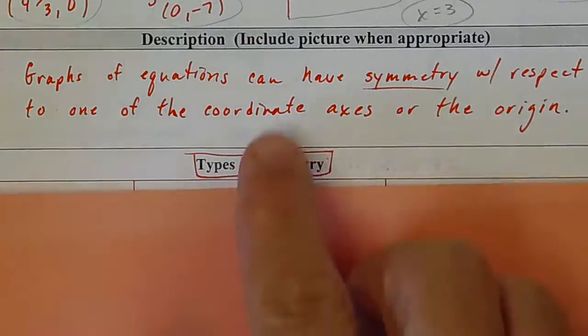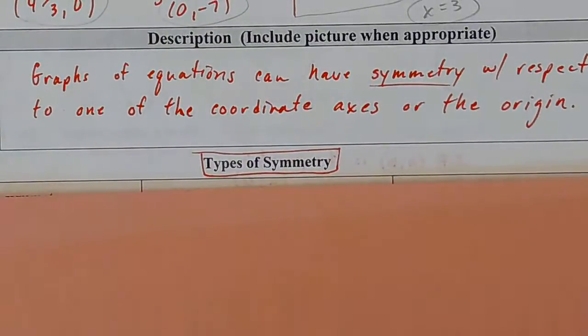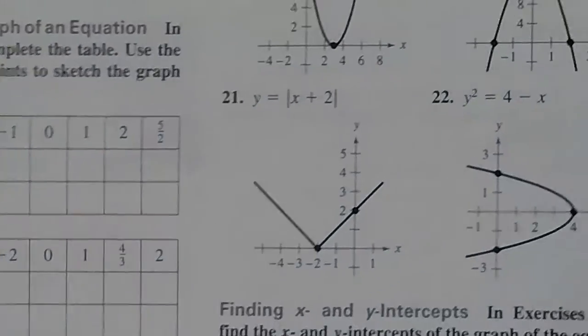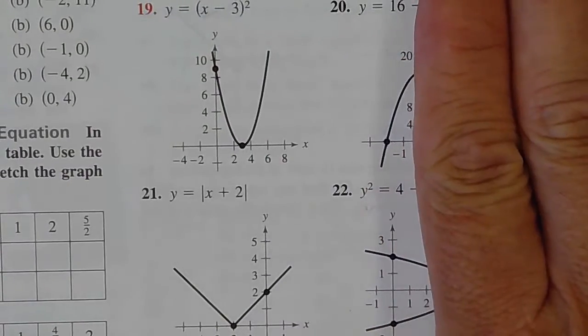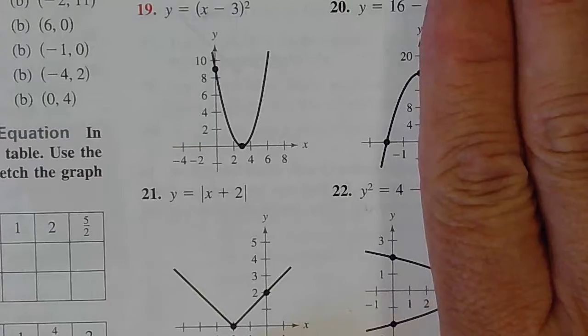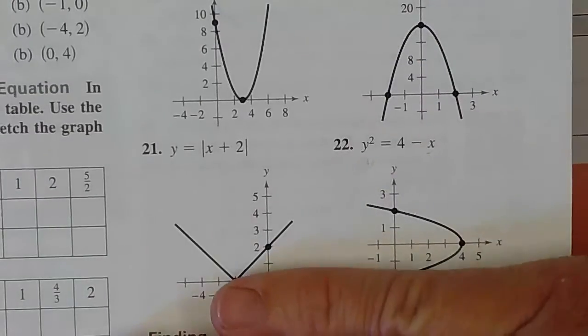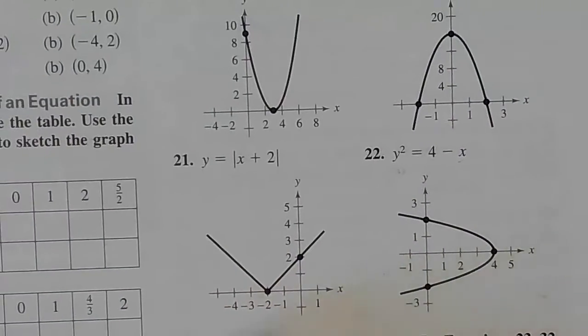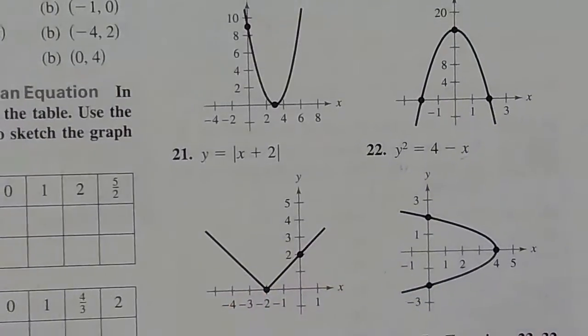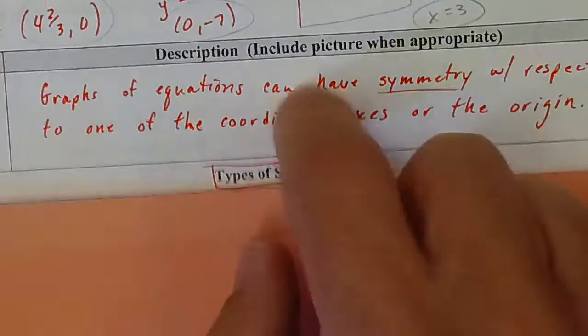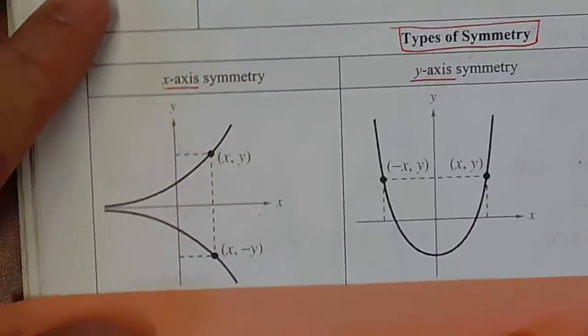Okay, so notice it says it can have. They don't always have symmetry. Like a couple examples in the book I see right here. This says symmetry to the y-axis, meaning if I were to cover that up, take it away, I'd see the mirror image of that, right? Same thing with 22 with the x-axis. Okay, but these aren't symmetric to the y or the x-axis. I don't see that down here. So it doesn't have to have symmetry. It could. Okay, and here's a couple more examples of the types.